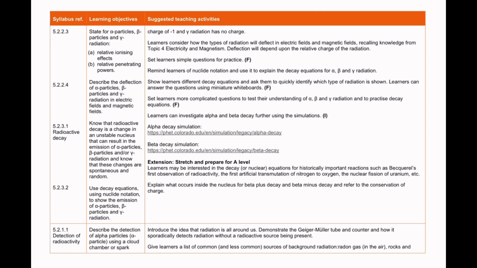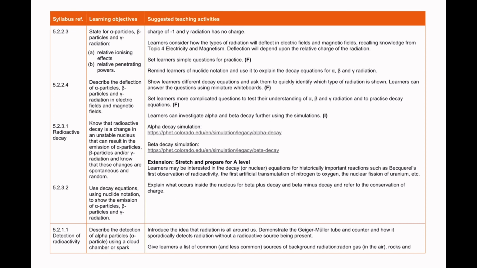Key concept. Radioactive decay. Learning objectives. Know that radioactive decay is a change in an unstable nucleus that can result in emission of alpha particles, beta particles, and/or gamma radiation, and know that these changes are spontaneous and random. Use decay equations using nuclide notation to show the emission of alpha particles, beta particles, and gamma radiation.